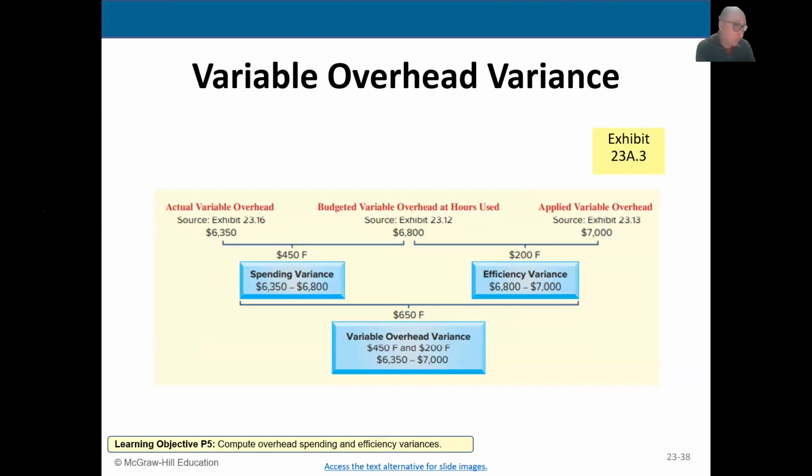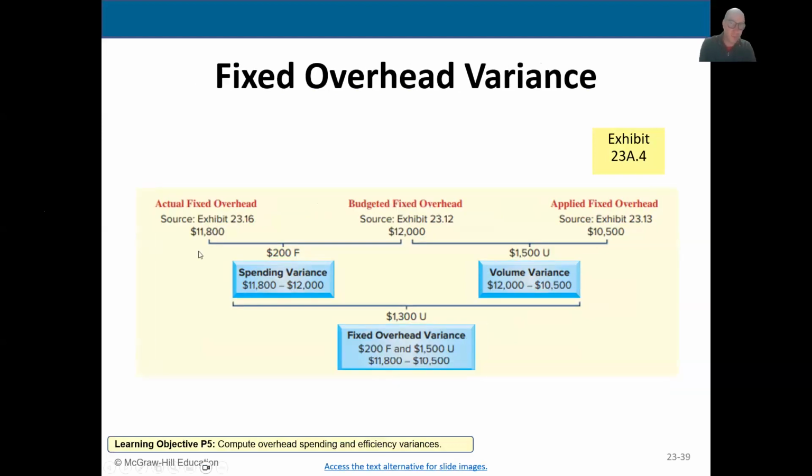Same thing for the variable variances, using our example and applying it. So you can see how that works. And then we do the same exact thing for fixed overhead variances. Same process.